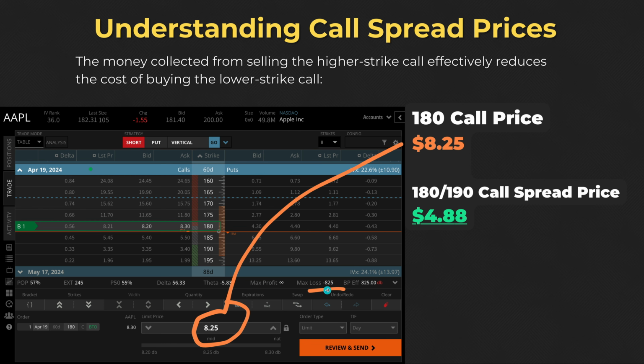But if I buy the 180-190 call spread for $4.88, my cost basically goes down by about 50% and my risk does as well. And this is why buying call spreads, or the bull call spread trading strategy, is more accessible to traders with smaller accounts as compared to buying call options all by themselves.